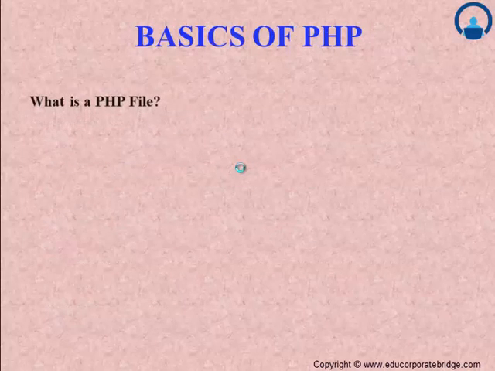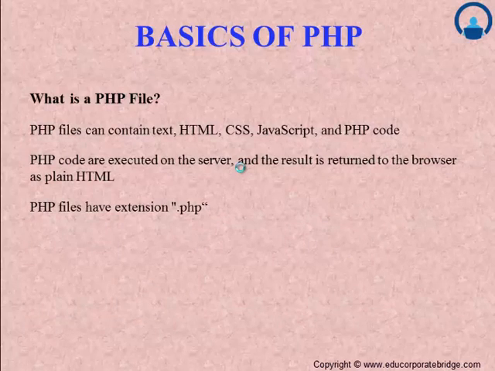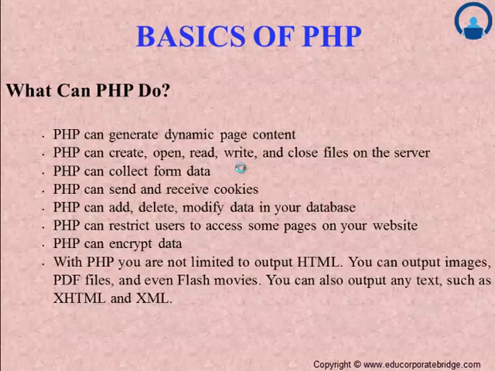And in the basics of PHP, we should know what a PHP file is. A PHP file can contain HTML code, CSS code, JavaScript code and PHP code also. That means a PHP file can contain all those 3 codes. And as PHP is a server-side scripting language, PHP scripts are executed on the server side, and as it's a PHP file, it has the extension .php. After learning what a PHP file is, you should know what PHP can do.